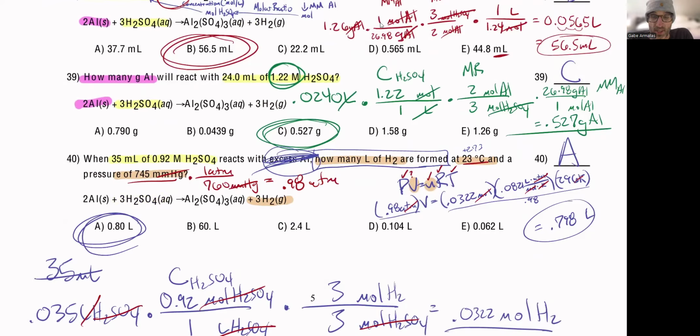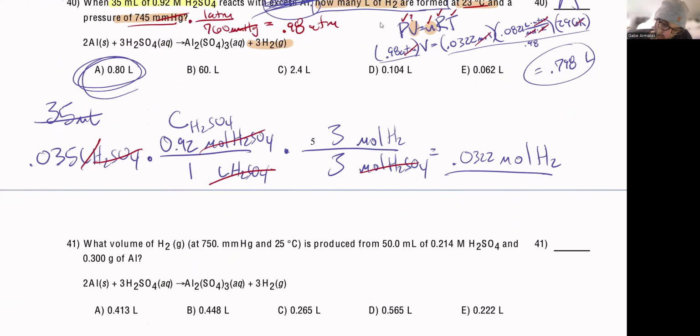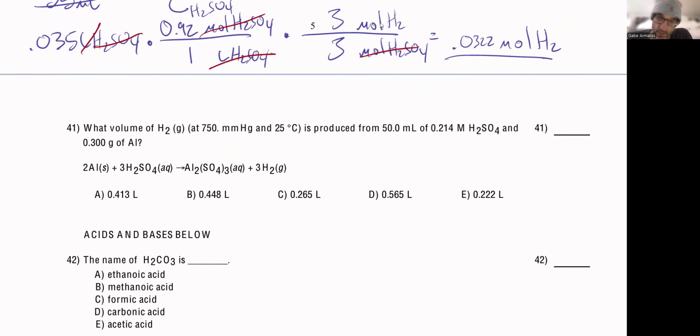Stoichiometry, always the same way. Convert to moles, use the molar ratio to switch, and convert back to volume or grams. And there's one more, but I'm going to leave it up to you. And then acids and bases, the last one. Again, acids and bases is not on this exam, just through solutions. All right.